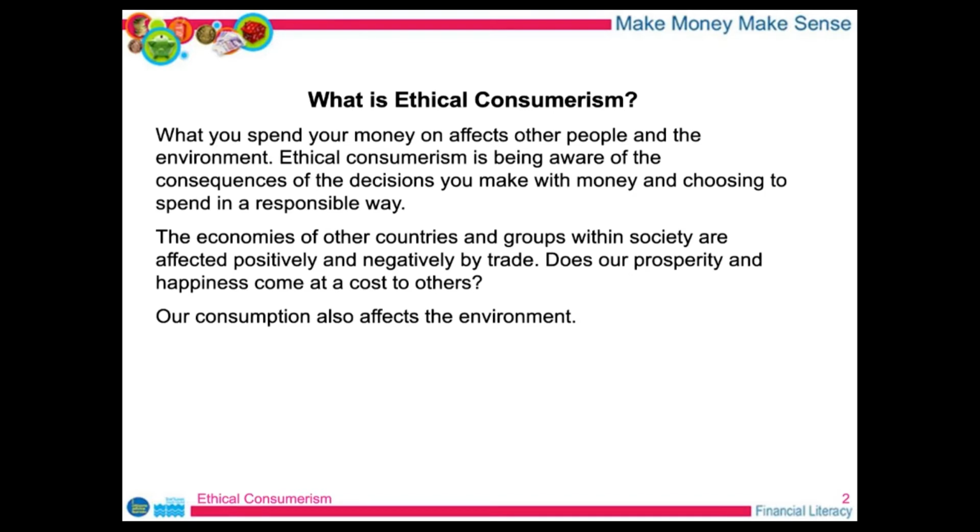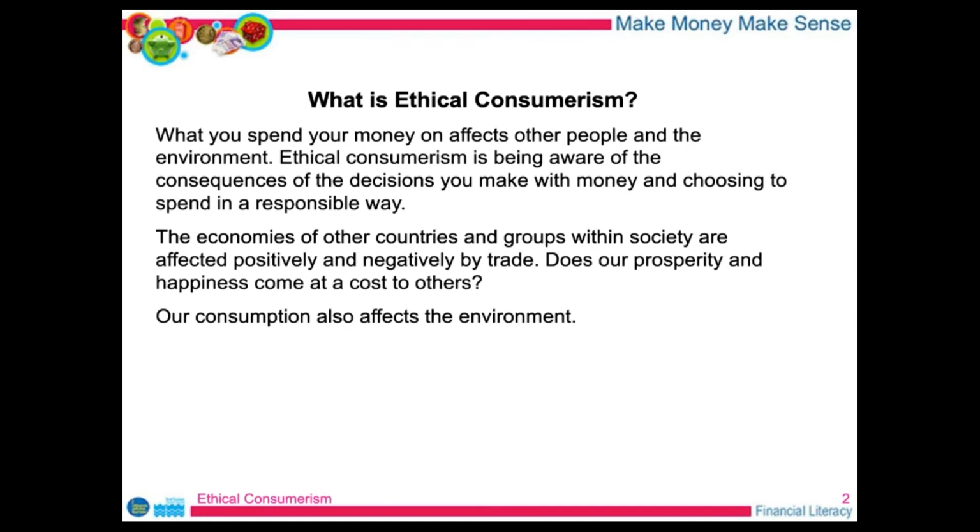So what are we really talking about? We're talking about ethical consumerism. So being aware of the decisions that you make and choosing to spend your money in a responsible way. So the economies of other countries or different groups within society can be affected by trade. They can be affected positively or they can be affected negatively. And it's about you knowing about that and you making a conscious choice to support one or the other.